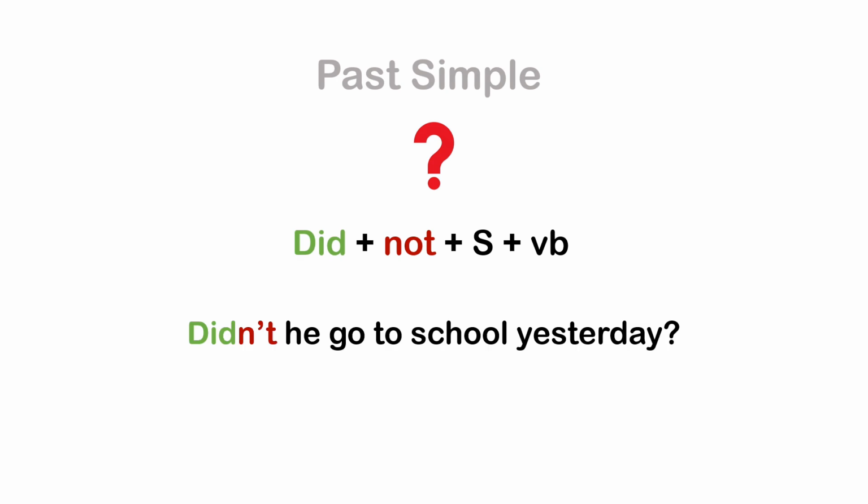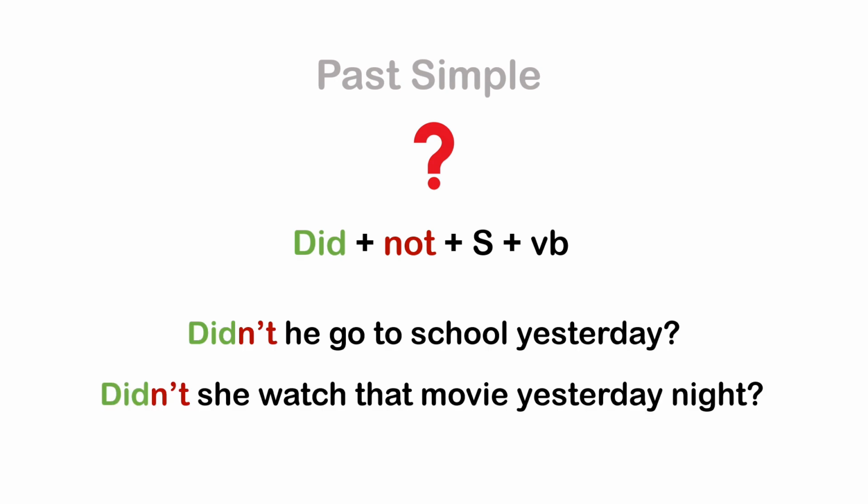To form negative questions, we have to change the position of the words like this. Did plus not plus subject plus verb. Didn't he go to school yesterday? Didn't she watch a movie yesterday night?